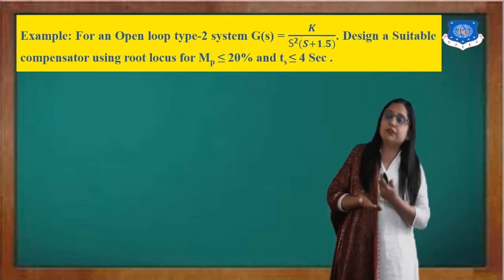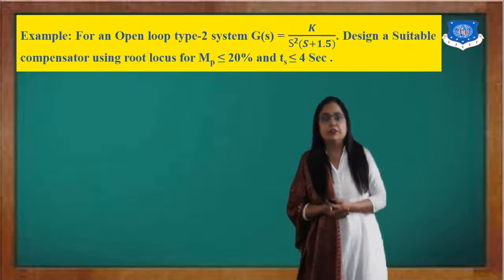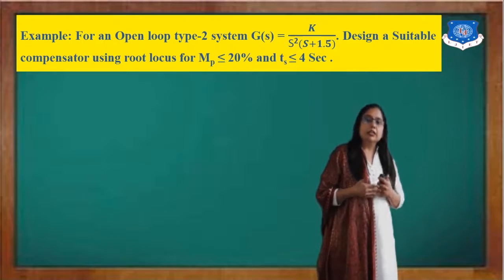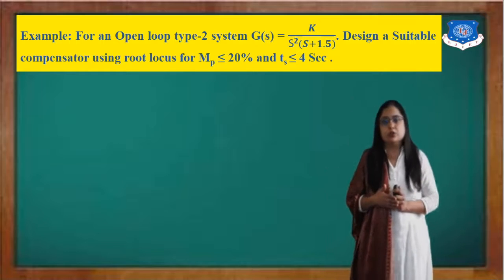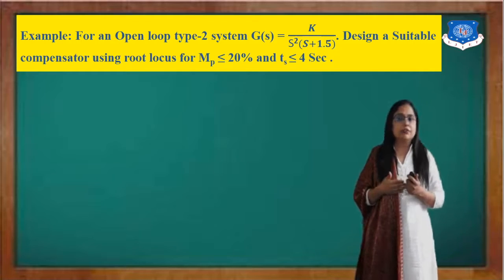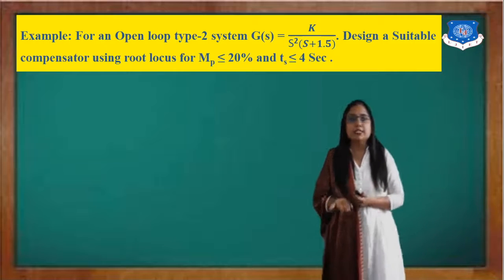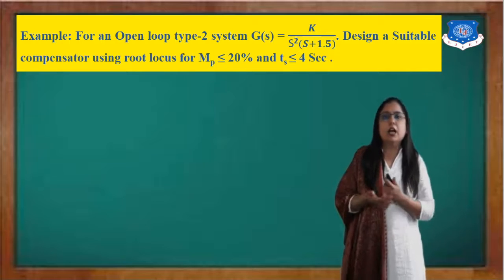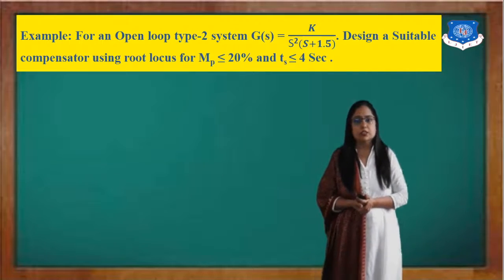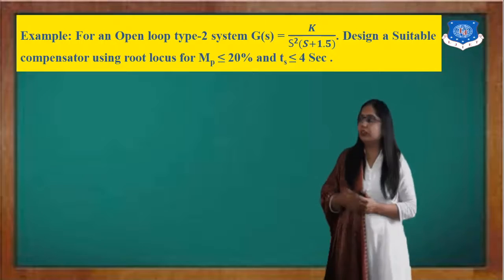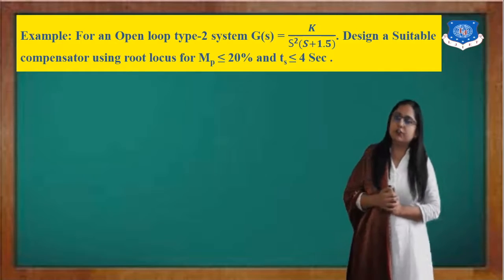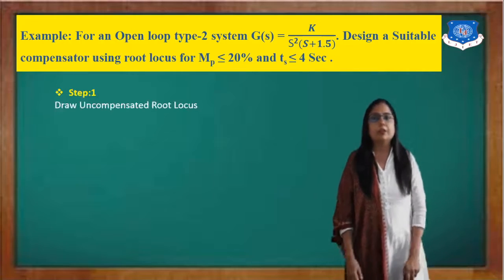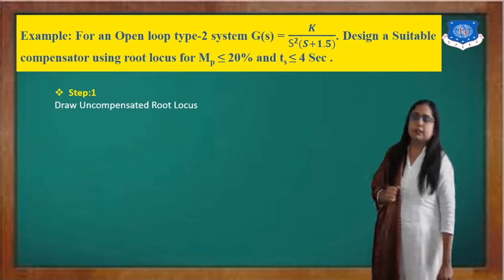Now here see, the one word is written, that is design a suitable compensator. It can be the phase lead compensator or it can be the phase lag compensator. That we can decide by drawing the uncompensated root locus. So whether you want to design the phase lead or phase lag compensator, your first step is to draw the uncompensated root locus. So first of all, we will draw the uncompensated root locus of G of S equal to K upon S square (S plus 1.5). So that's step 1.